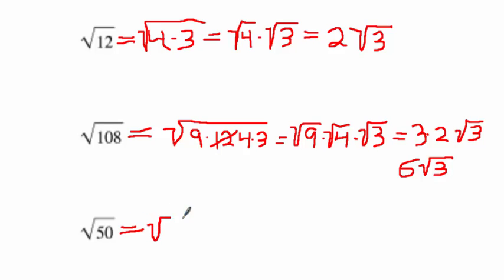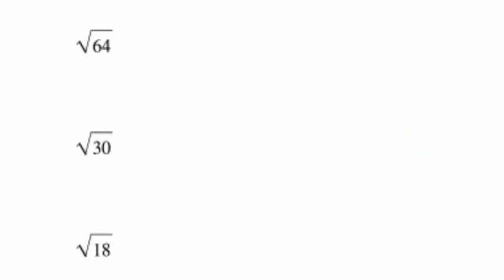This is divisible by 25. And the square root of 25, I know. The square root of 2, heck if I know. These are all considered simplified. Now, if you happen to find a perfect square, nothing wrong with that. You don't have to have a square root in your answer. So the square root of 64 is 8.